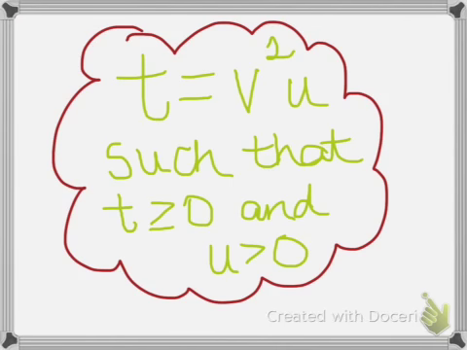But don't forget, we had those restrictions. So we have to include that as part of our solution: t equals v squared u, such that our restrictions were t has to be greater than or equal to 0, and u also has to be greater than 0, so that we have real, non-imaginary, defined solutions.